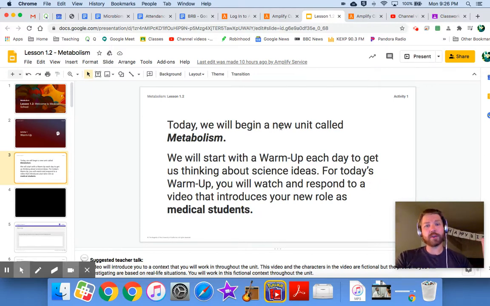Today, we will begin a new unit called Metabolism. I asked you already what ideas you already had about metabolism, whether you've heard of metabolism before, what you've heard about it, what you think it is. I heard from a lot of students already some really good ideas, some things that were really right on as far as what metabolism is and where we're going to head in our understanding of metabolism.